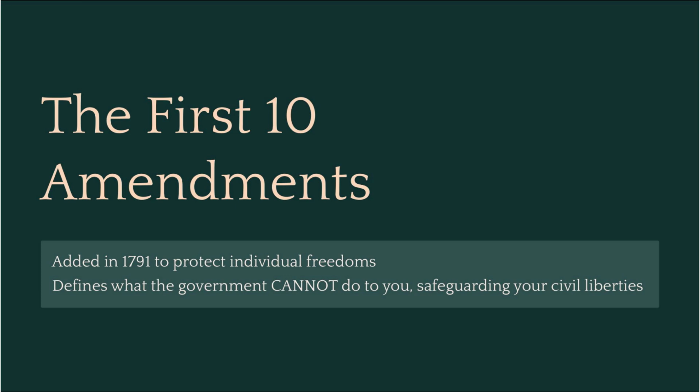So why was this "do not" list so important? Remember the big fight between the Federalists, who loved the new Constitution, and the Anti-Federalists, who feared it? The Anti-Federalists were terrified that the new national government would be just as bad as the British king they had just fought. They said, "We are not signing this unless you add a list of our rights."